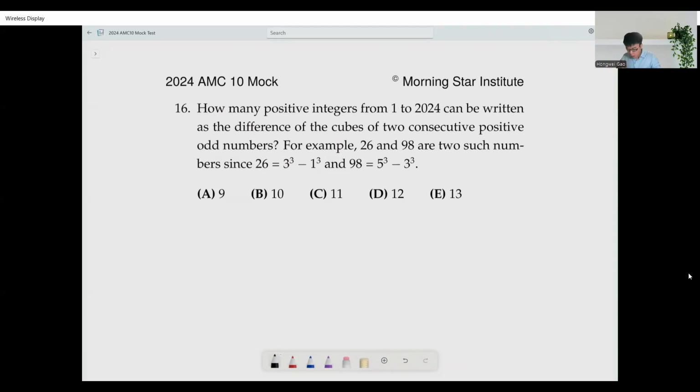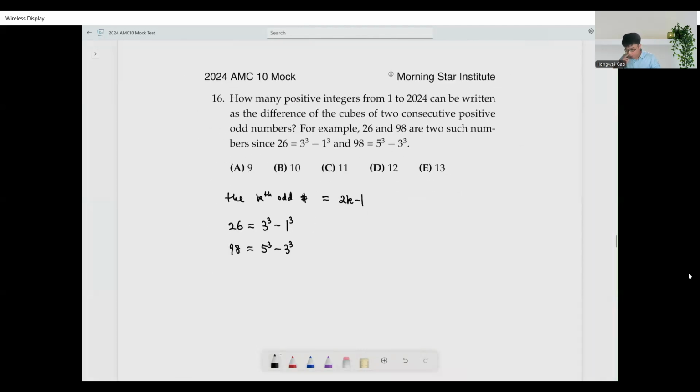So let's think about how to express odd numbers. We know that the kth odd number is equal to 2k minus 1. For example, the first one is 1, the second one is 3. So that's why the first number is 26, because that's the second odd number cubed minus the first odd number cubed. And the next one is 98 because it's the third odd number cubed minus the second odd number cubed. The question is how many such numbers are up to 2024?